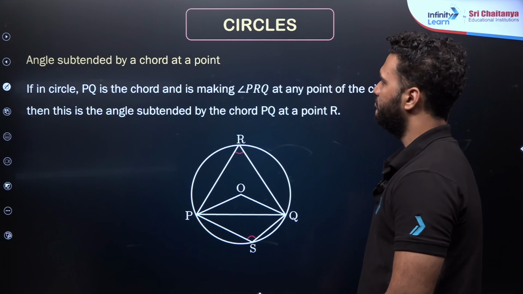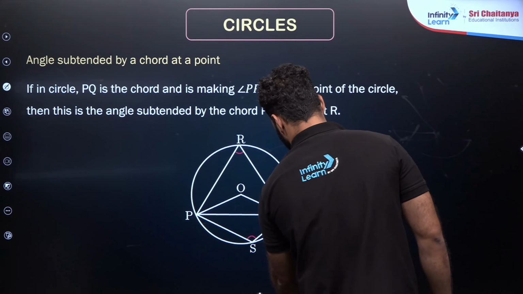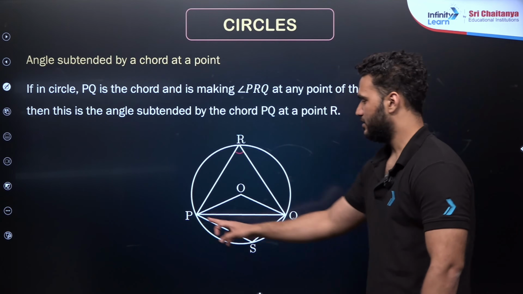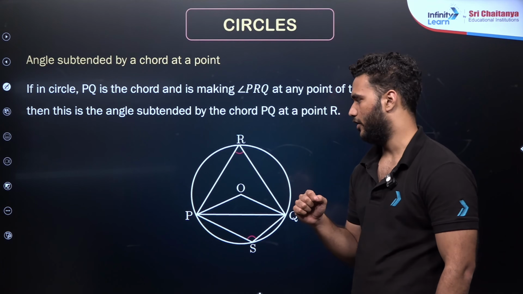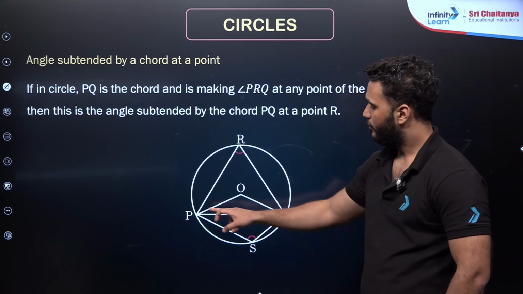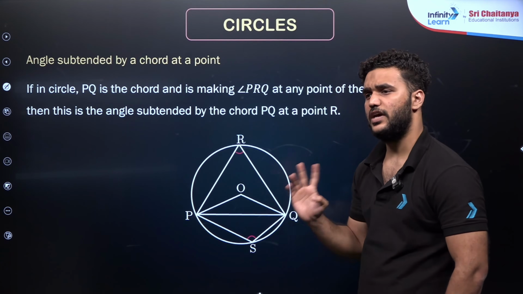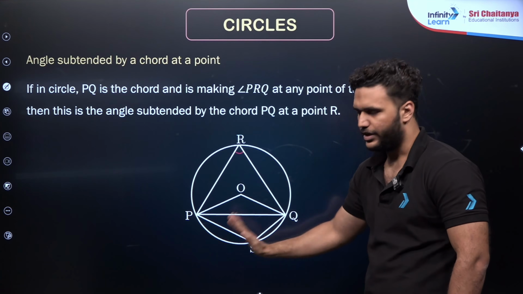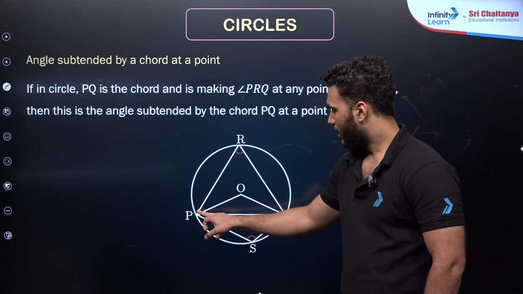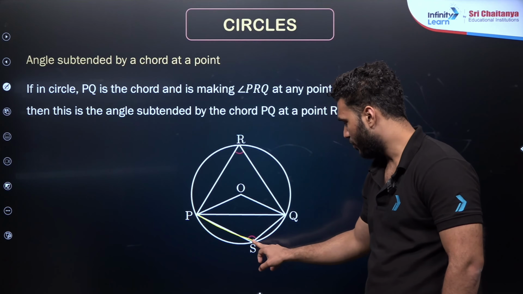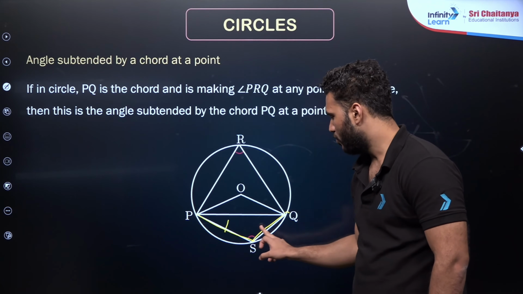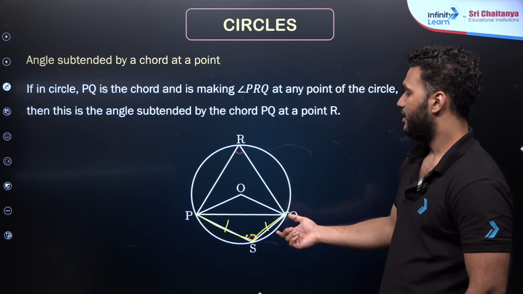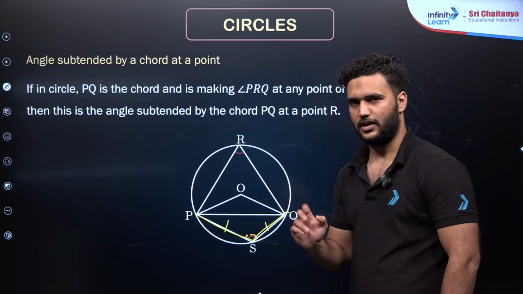Now, angle subtended by the chords. Let's say you have a circle. Now this is your chord PQ. If you choose any point on the circle, it can be on the upper side of this chord or the lower side of the chord, any point. Now if you connect these two points with this chord, you will get two more chords and you will get an angle. We call this angle subtended by the chord on the circle, on the circumference.